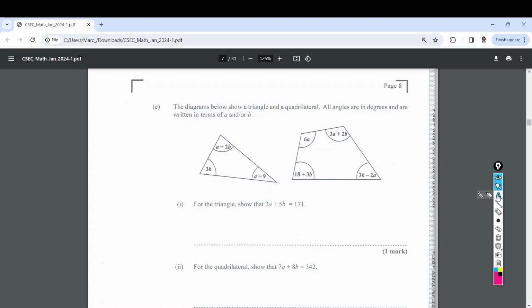So guys, this is a pretty easy question. Why is it easy? Angles in a triangle always add up to 180. So all we have to do is add 3b. Let me just put something here.